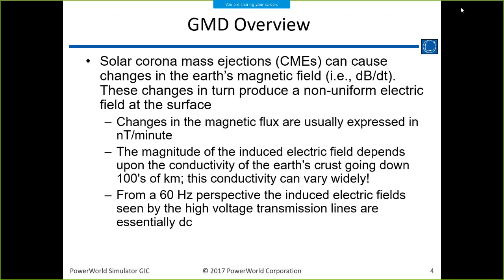So how do these CMEs cause problems? The CMEs are charged particles coming off the sun. They come off at speeds of between 1 and 3 million miles per hour.